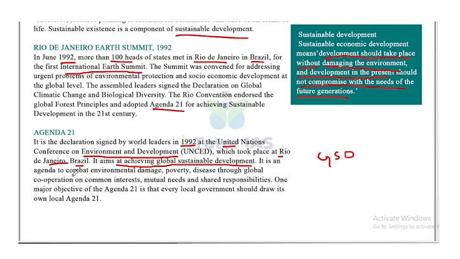It is an agenda to combat environmental damage, poverty, and disease through global cooperation on common interest, mutual needs, and shared responsibilities. One major objective of Agenda 21 is that every local government should draw its own local Agenda 21.